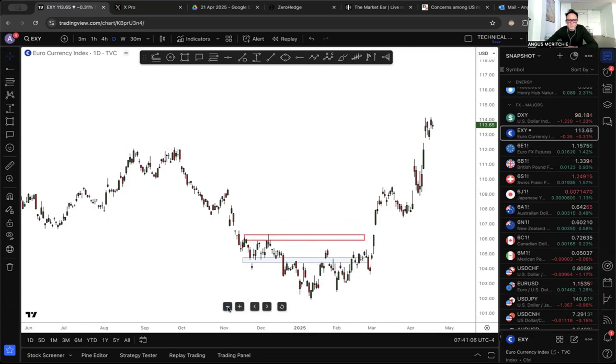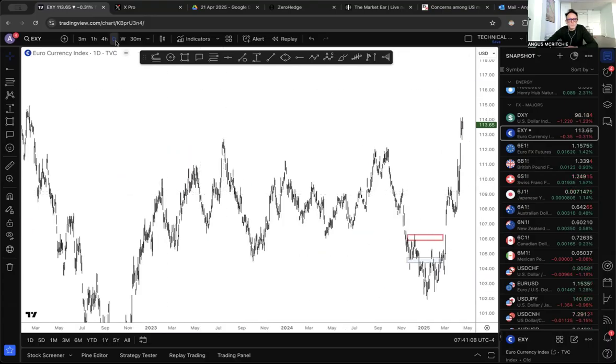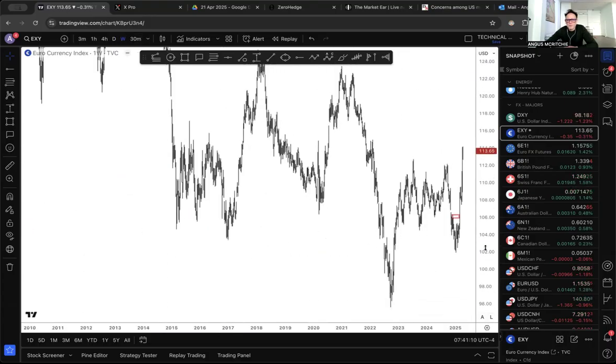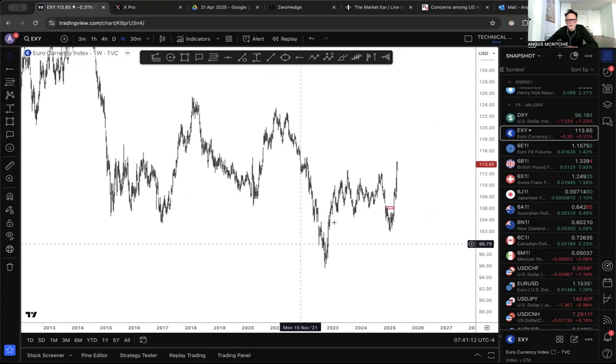And if you just go back a little bit in time here, let's put this on a weekly chart, get a bit of perspective here. You can see that once we go over the 112, it does tend to pop a bit higher. So you can see back here in 2017. Once we get to these levels here, it definitely can go a bit higher.